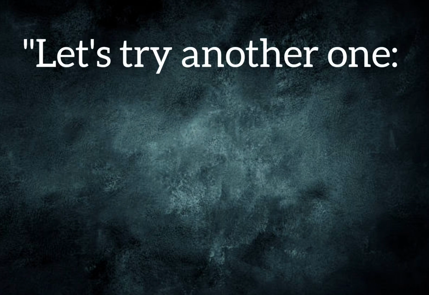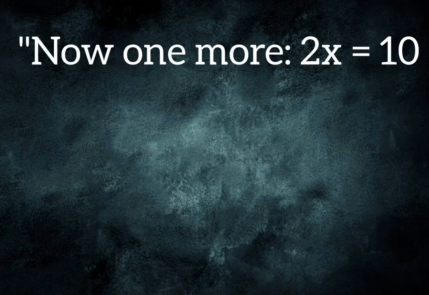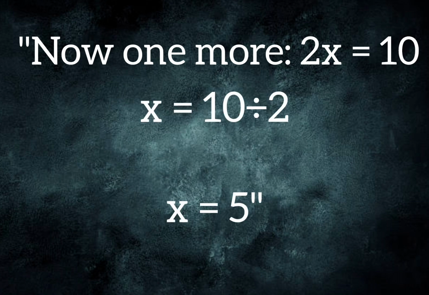Let's try another one. x minus 3 equals 7. To remove minus 3, we add 3 on both sides. x minus 3 plus 3 equals 7 plus 3. So x equals 10. Now one more. 2x equals 10. Here, 2 is multiplying x. So we divide both sides by 2. x equals 10 divided by 2, x equals 5.